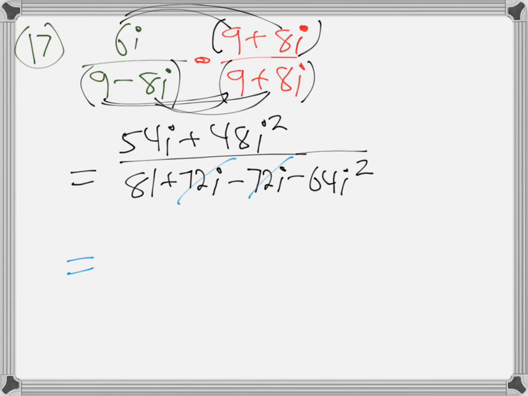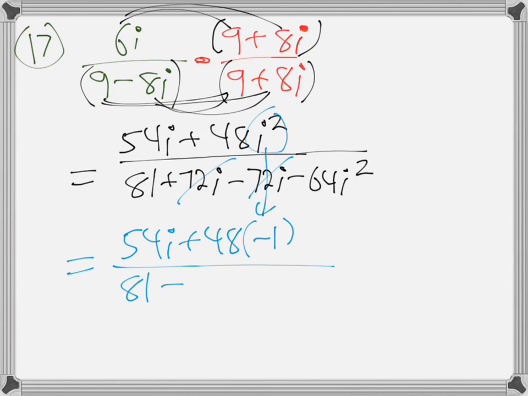These cancel on the bottom. See how that always happens when you use the conjugate? You always get those. That's why you use the opposite sign, to make that happen. So what do we get now? 54i plus 48. And remember what we do with i squared. Negative 1 on the bottom. Again, i squared, negative 1.